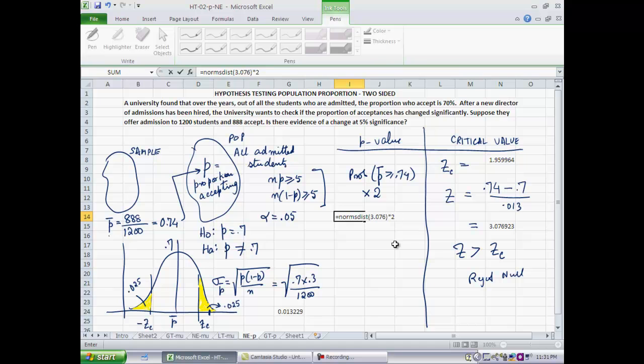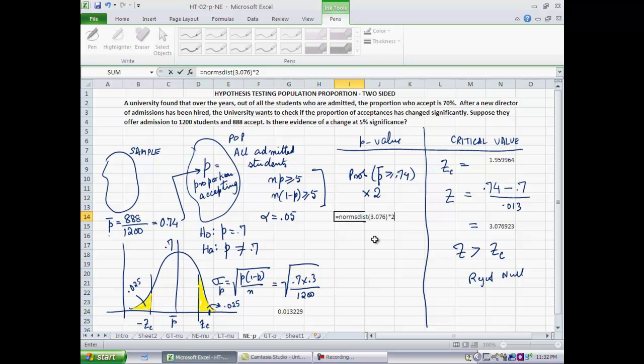So before I hit return, let's just go over what this calculation means. This norm S dist of 3.076 multiplied by 2 is 2 times the probability of P bar being greater than or equal to 0.74. Again, remember why I multiplied by 2. It's simply because this is a two-sided test. The alternate hypothesis is P not equal to 0.7. And where did I get the 3.076? That's the sample statistic, the 0.74, normalized: 0.74 minus 0.7 divided by 0.013, which is 3.076 standard deviations.